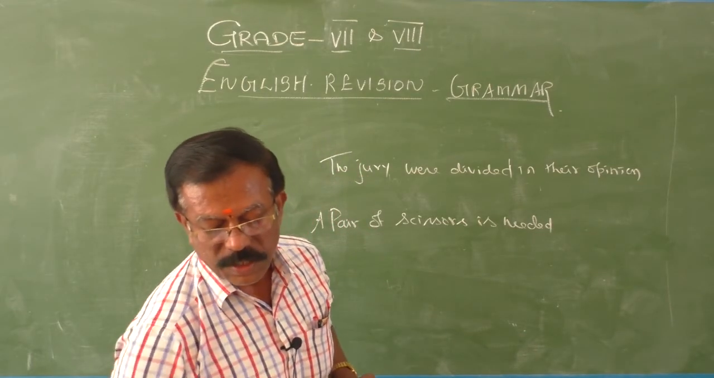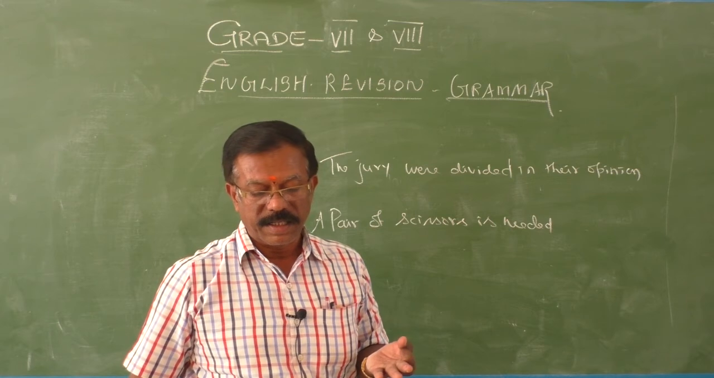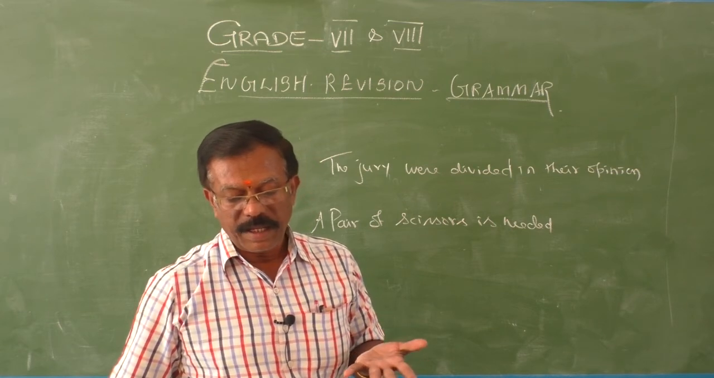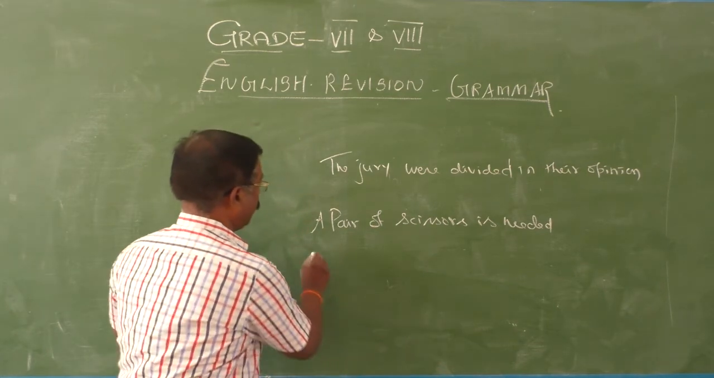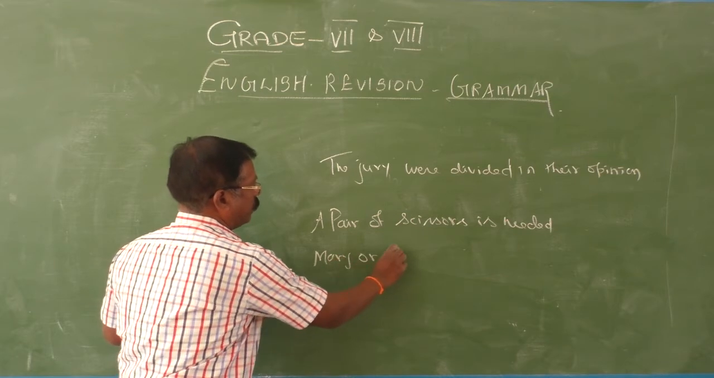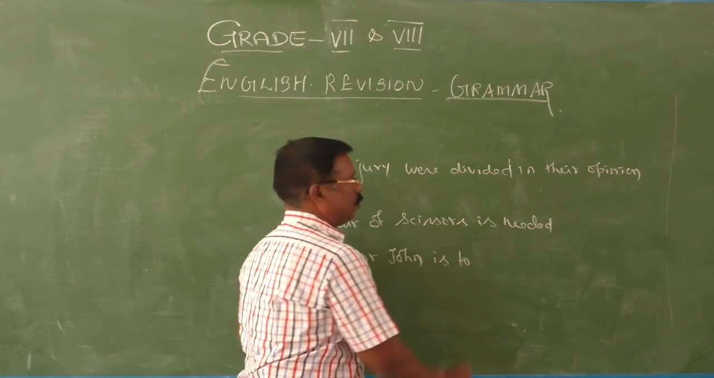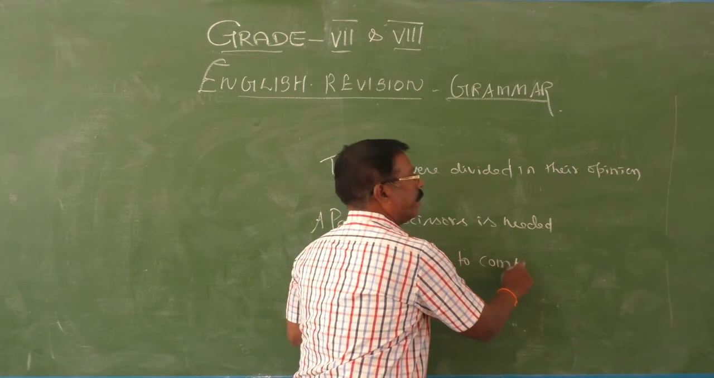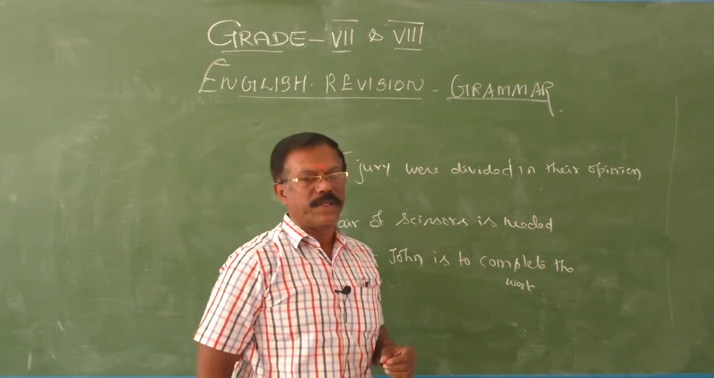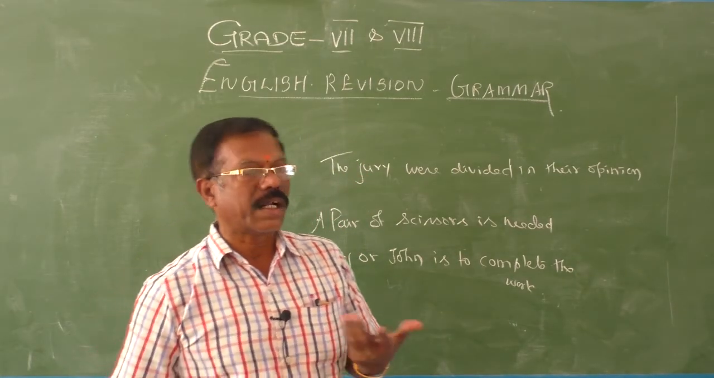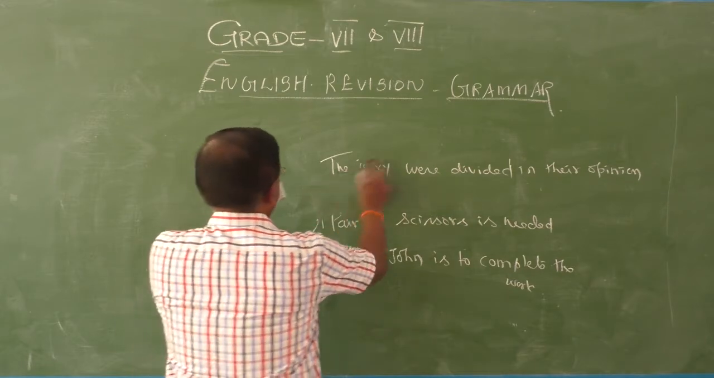Sometimes two singular nouns joined by or, either or, neither nor, may have a singular verb. Mary or John is going to escort the chief guest. Mary or John is to complete the work. Okay, so this is the procedure. When you connect two separate nouns by using either or, neither nor, or otherwise, you have to use a singular verb.